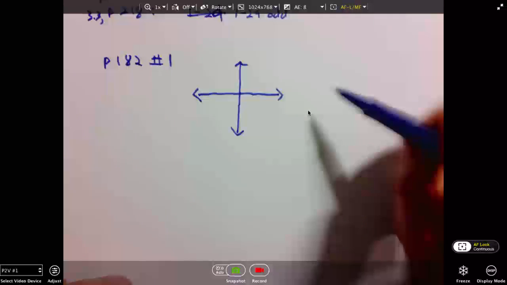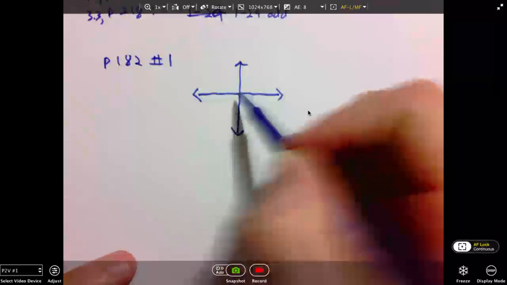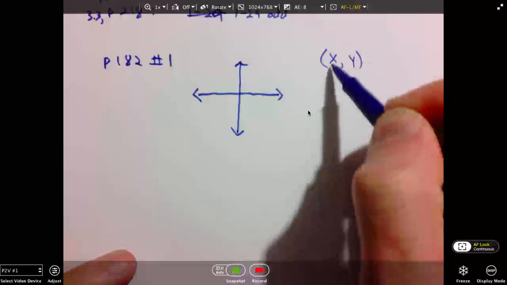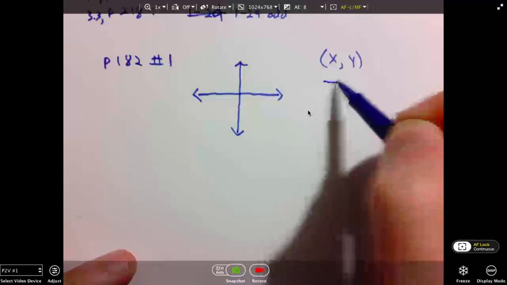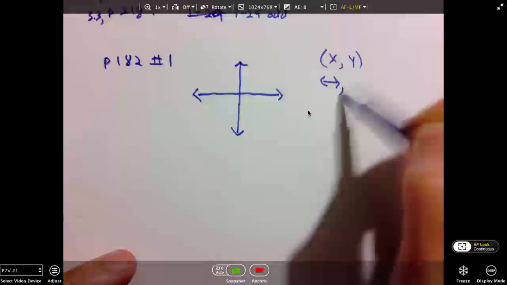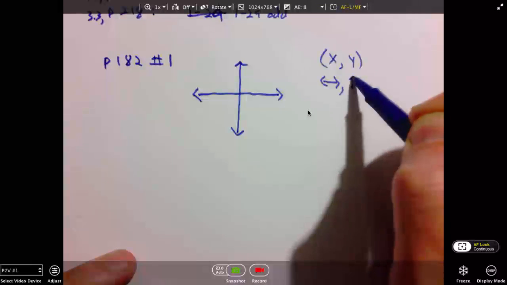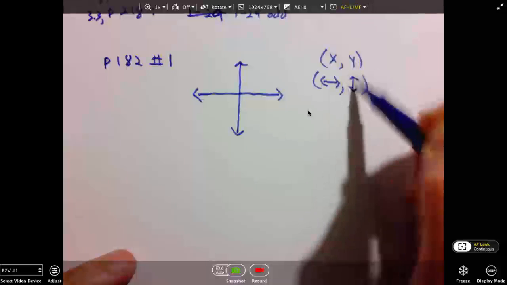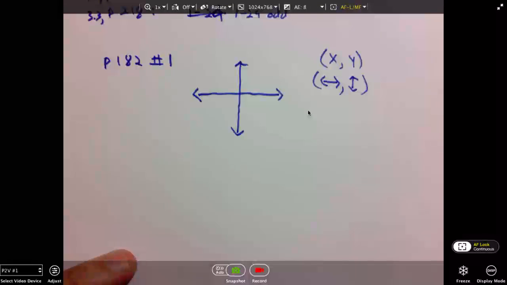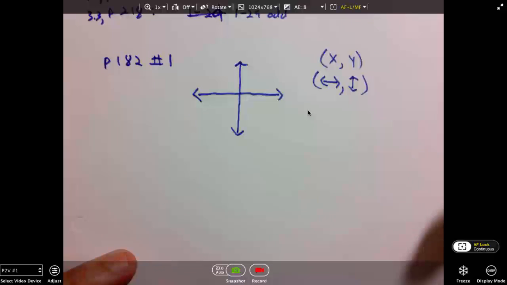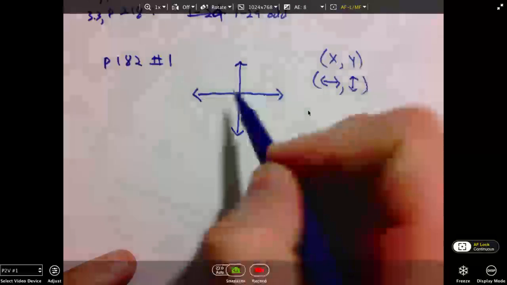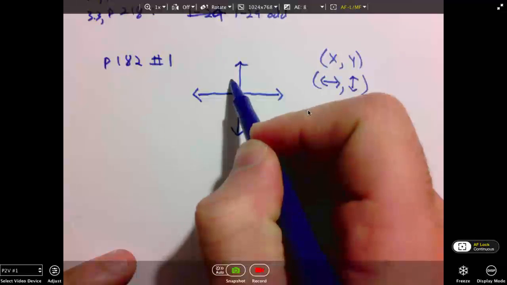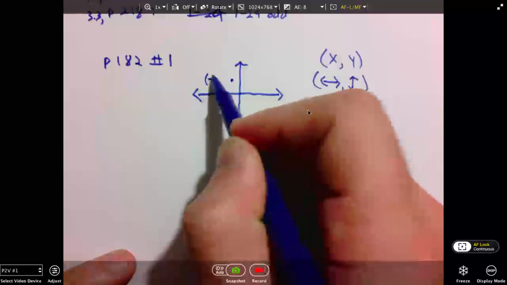A says -2, -1. Well, it's x, then y. The x number is left and right, and the y coordinate is up and down. The x movement is horizontal, the y movement is vertical. Thus, the first point, -1, 2, is 1 to the left and then 2 up.